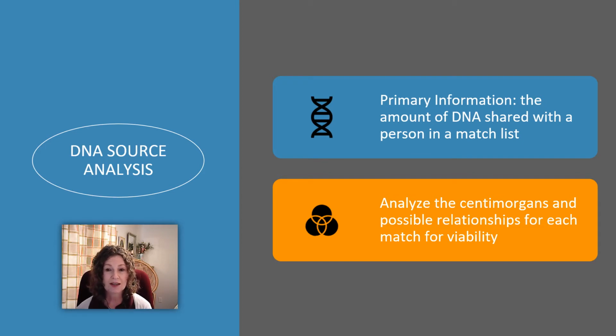So as we're talking about information, our primary information is the amount of DNA that's shared with a person in a match list. Although this can vary very slightly from website to website, if you've had your DNA tested on multiple websites and you have the same cousin match on a different website, generally it's very close. And using DNA Painter's Shared Centimorgan Project, we can analyze and see if the relationship that we think is correct really does match up. Is it viable? And we can determine how good our sources are.